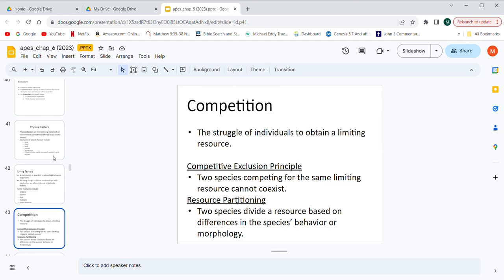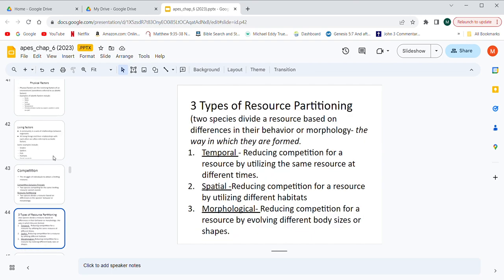If there's a species that is surviving off of one particular niche in a given region, there's a good chance that another species is not able to partake in that same niche, that same job, eat that same food resource. And one of the reasons for that is because of resource partitioning. Two species divide a resource based on differences in the species' behavior and morphology. So the way that they get past the competitive exclusion principle is by changing themselves through resource partitioning. And there's three ways that they do that.